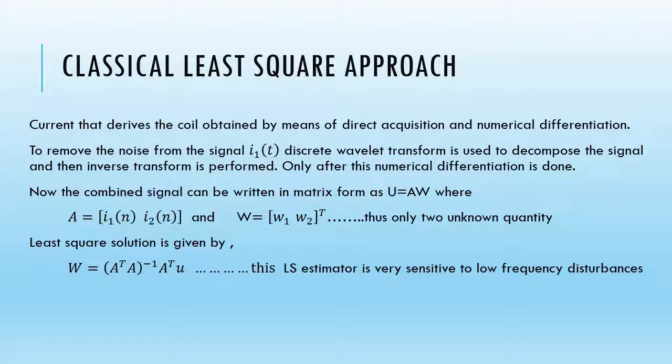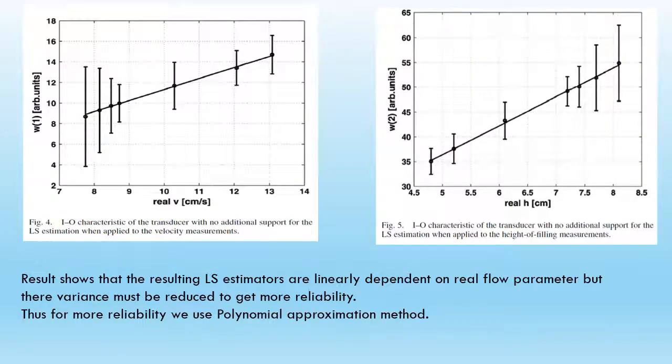But this least square estimation is very sensitive to low frequency disturbances. As we can see in the slide, least square estimators are linearly dependent on real flow parameters, but have high variances that must be reduced. For that, we can use polynomial approximation method.